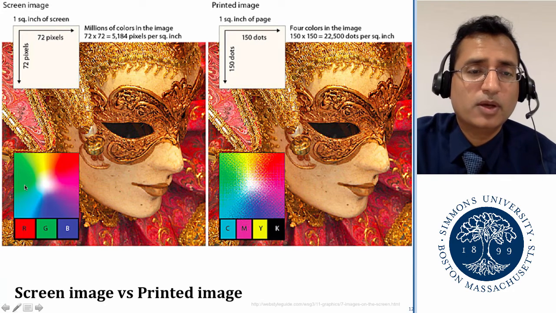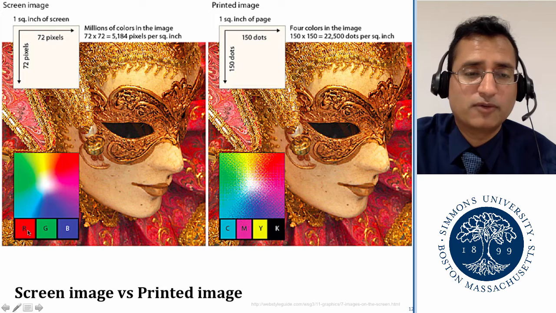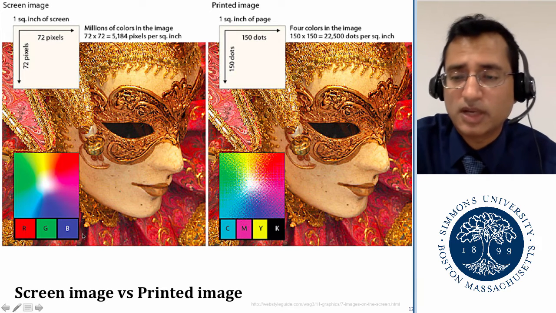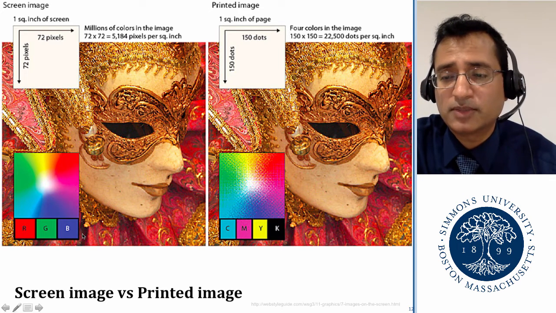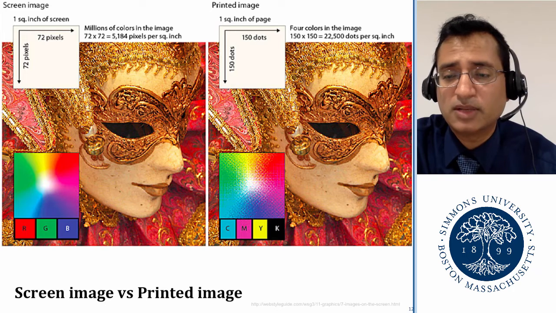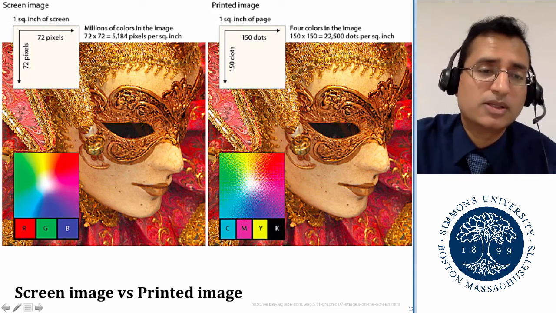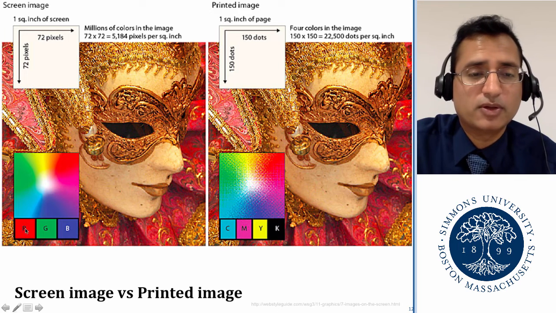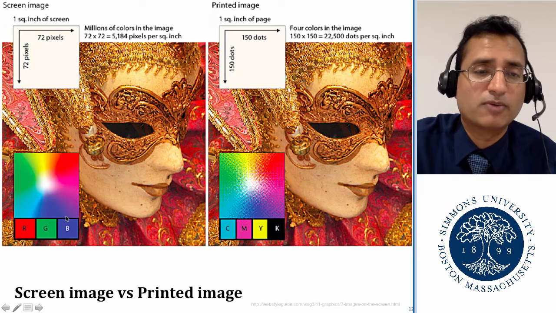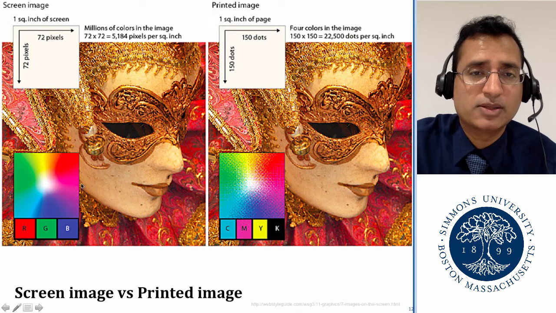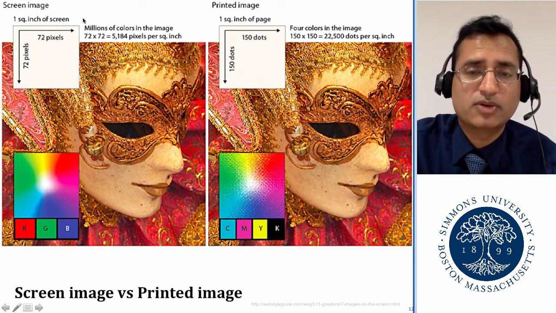So here you have a combination of red, green, and blue, the RGB format. This is the format where you can adjust these components, more of red or more of green or more of blue, and you can get different colors. And this is a representation for the screen.